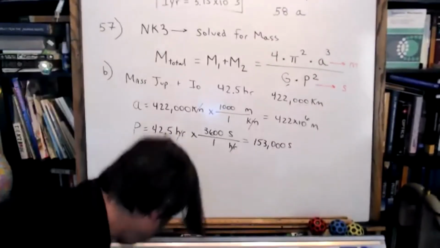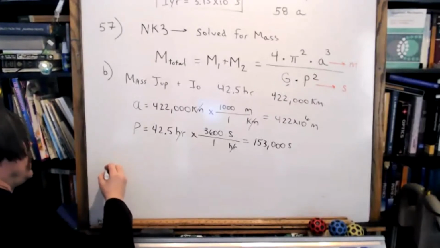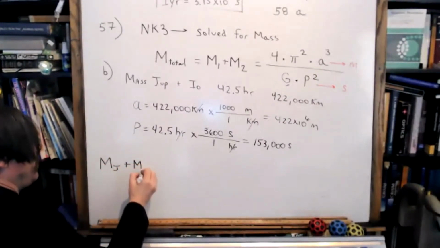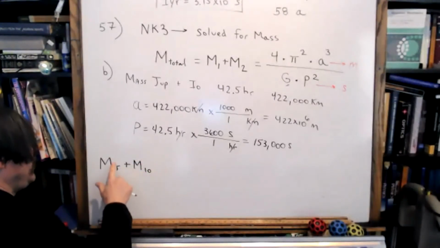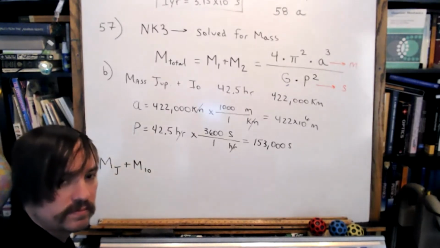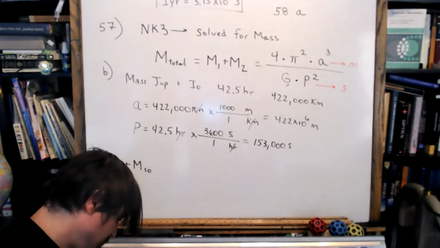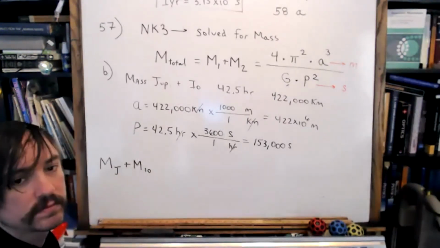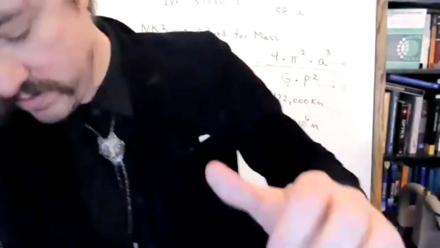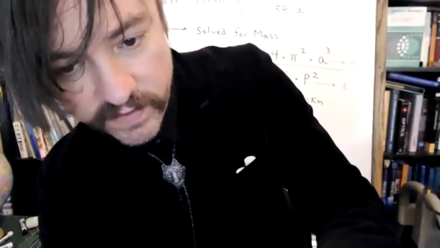All right, let's get the total mass. The mass of Jupiter plus the mass of Io. How does the mass of Io compare to Jupiter, class? I would guess it's pretty insignificant. Yeah. I mean, have you ever seen this thing? Not that anyone's in the mood for this right now, but.